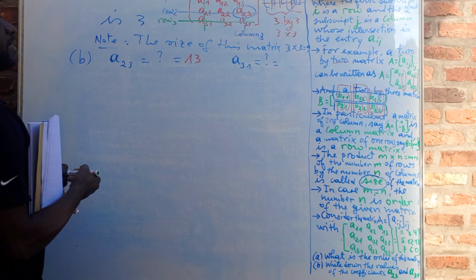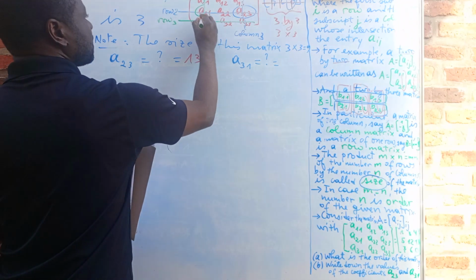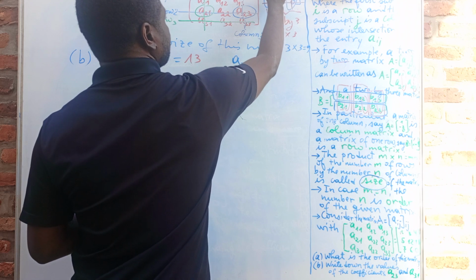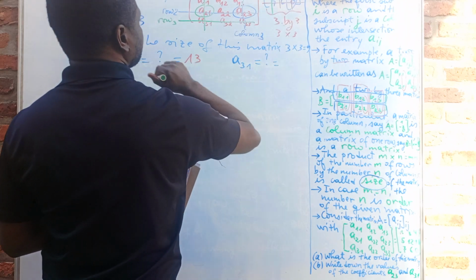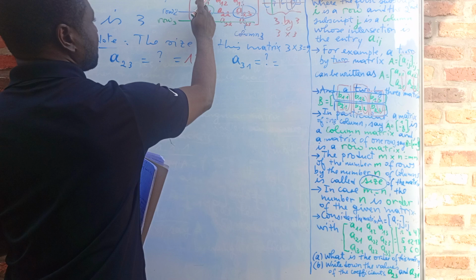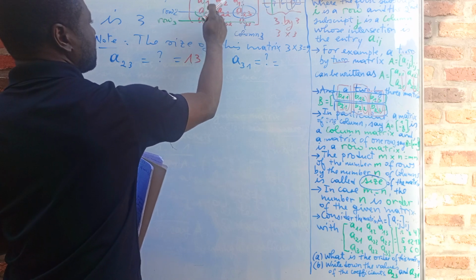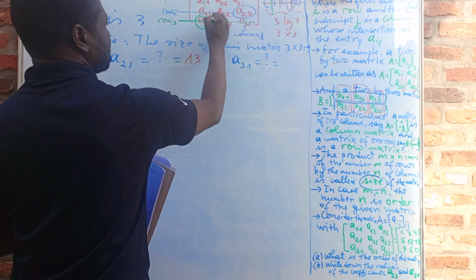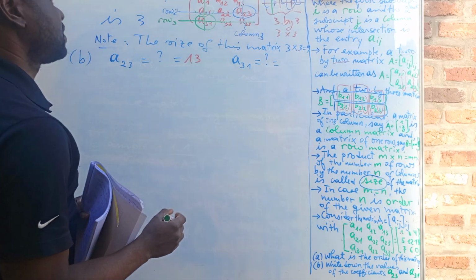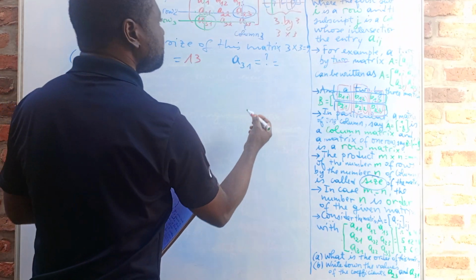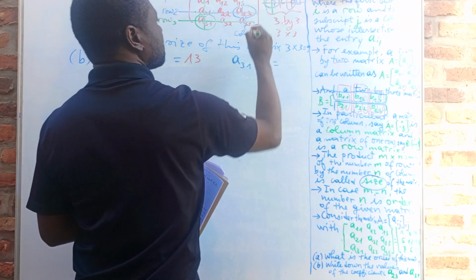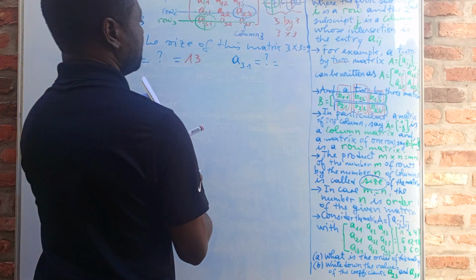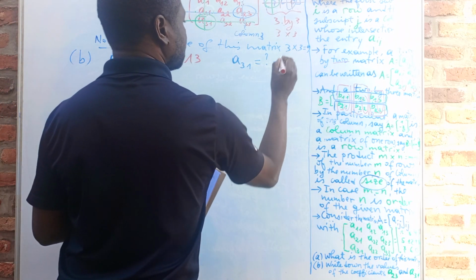Now, in this case, we're looking at the coefficient at this intersection. No, here I'm mistaken. It is not this one, but the intersection is here. Okay, A31. So it is going to be 7. So here we have A31 is 7.